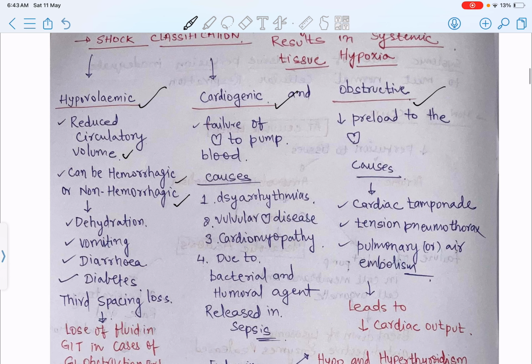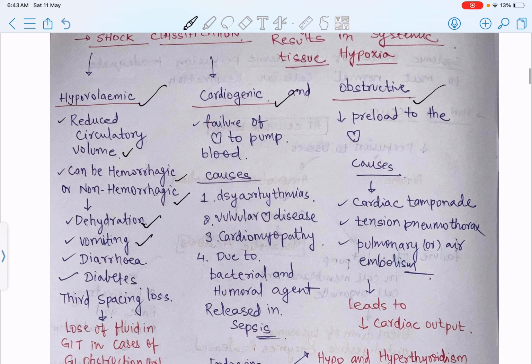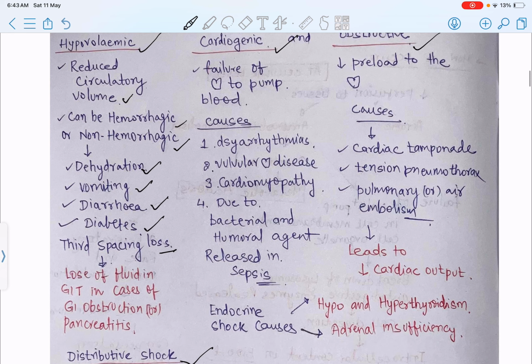The non-hemorrhagic causes are dehydration, vomiting, diarrhea, diabetes and third space loss. What is third space loss? It is loss of fluid in the GIT in cases of GI obstruction and pancreatitis.